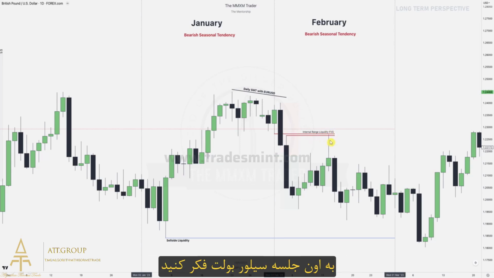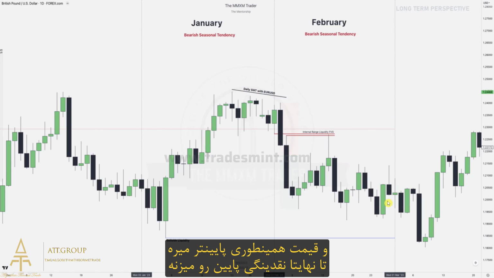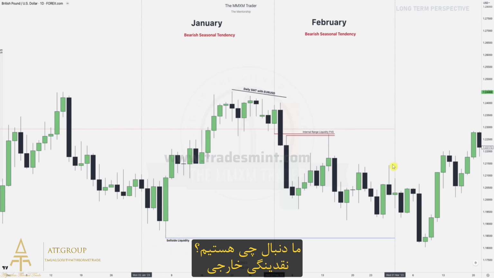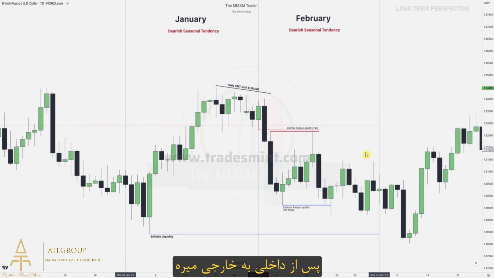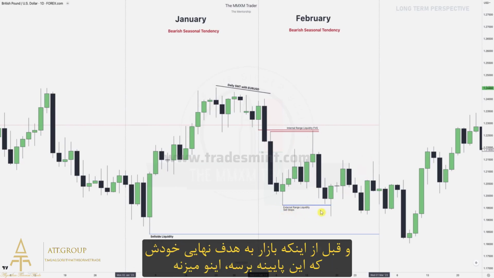Now, what are we forming over here? Think about that silver bullet lesson, right? This is an intermediate term high, making it even more probable that we're going to continue lower and lower to eventually take out this sell side liquidity. So from internal range liquidity, what are we looking for next? External range liquidity, right? So from internal to external. Got some more external range liquidity down here, right? Before we go to the extreme target, which is this low down here.